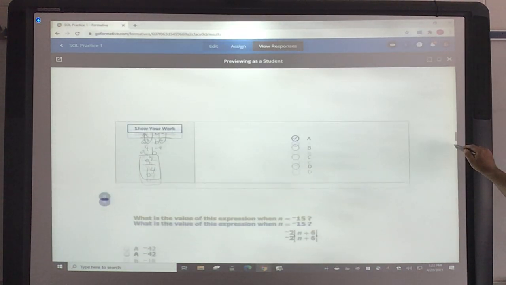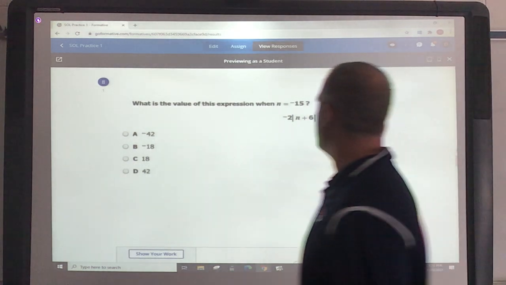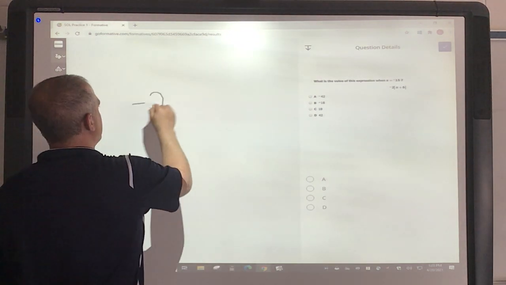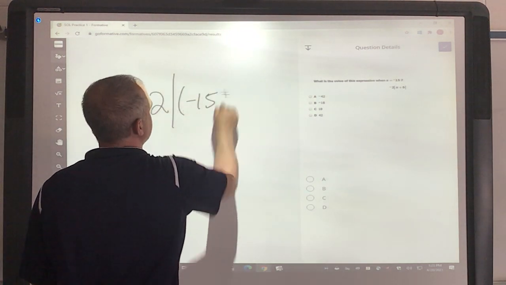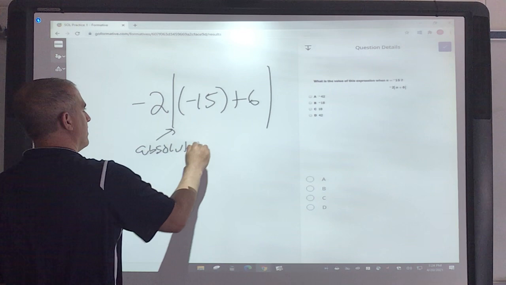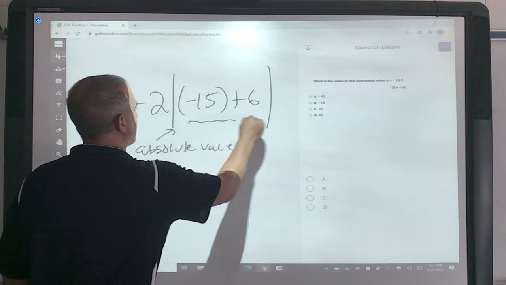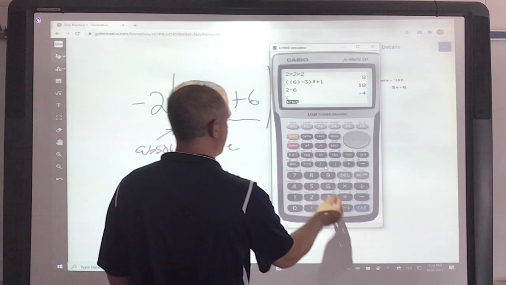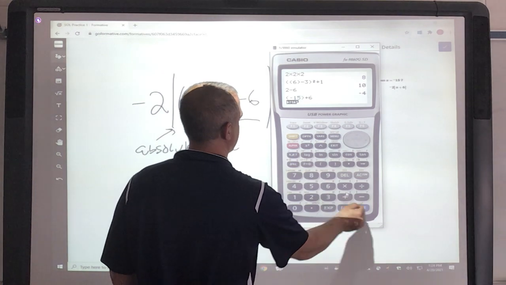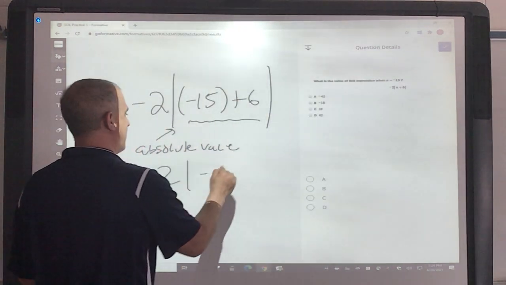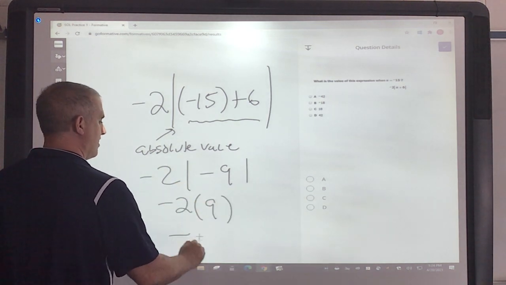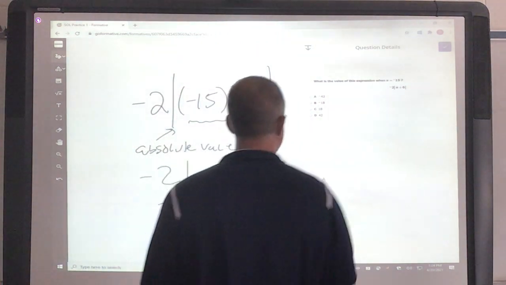Okay, so I'm moving on to question 8. Evaluate the expression. This is another one of those evaluating problems. So I would do 2, and I'm going to go ahead and put parentheses, plus 5. These are absolute value. So I'm going to figure out what that is first. So parentheses negative 15 plus 6 is negative 9. So 2 absolute value of negative 9. What does negative 9 absolute value do? It makes this positive. So 2 times 9 would be negative 18. That would be answer B.